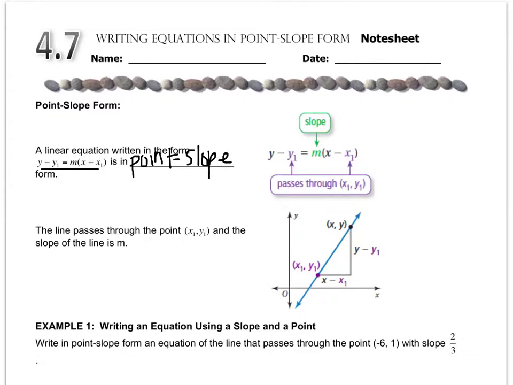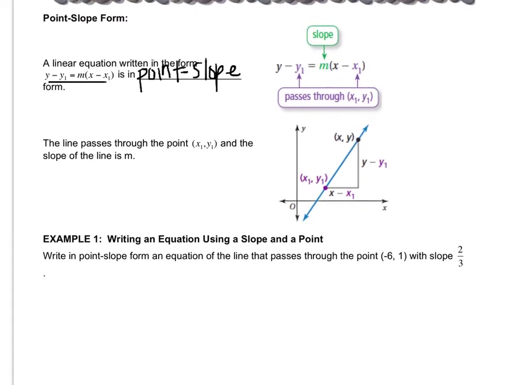The reason it's called point-slope form is that if you look here, you see x1, y1. Those come from the coordinate point over here, and then m is the slope. So in point-slope form, you can tell what one of the points is on the line and the slope. The line passes through x1, y1, and there's the slope. So there's a picture demonstrating what I was talking about.